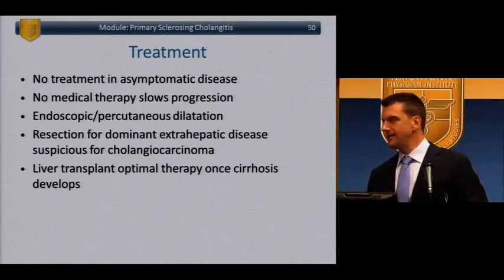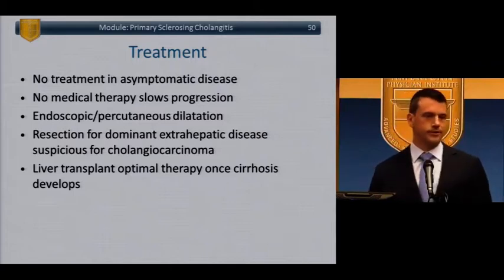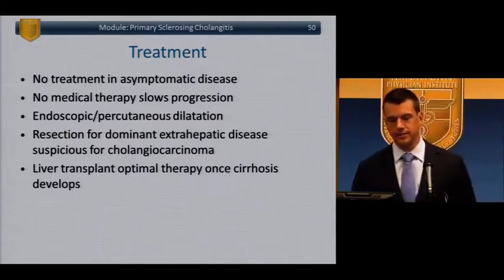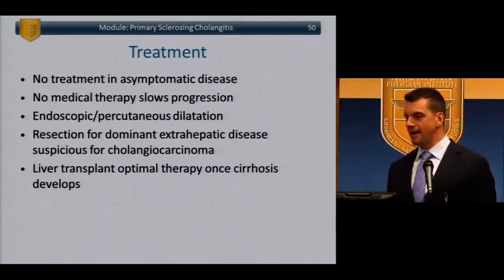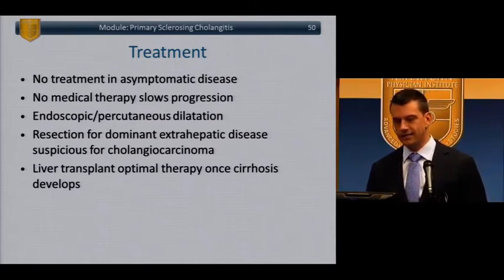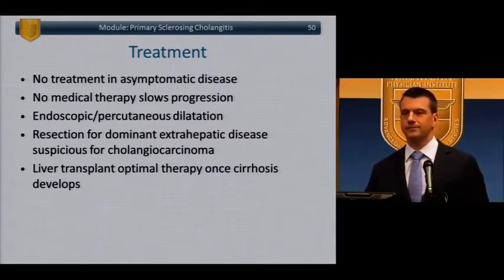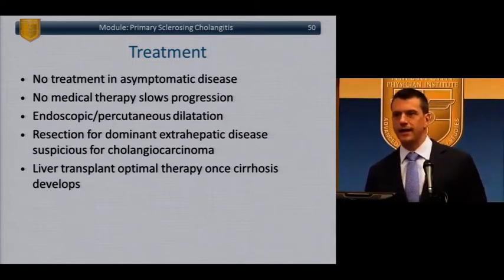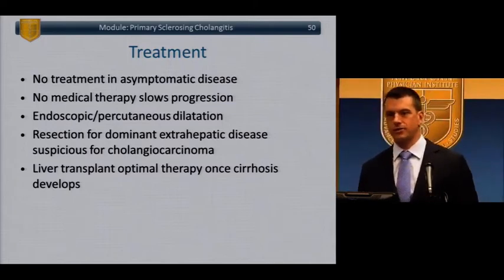There's no treatment in asymptomatic disease. No medical therapy slows the progression. You can do endoscopic or percutaneous dilatation to relieve the strictures. If there's dominant extrahepatic disease, this can be suspicious for cholangiocarcinoma, which may lead you to a resection. Liver transplant ends up being the optimal therapy once cirrhosis develops. Once that cirrhosis develops, it will progress eventually to fulminant hepatic failure and a transplant.